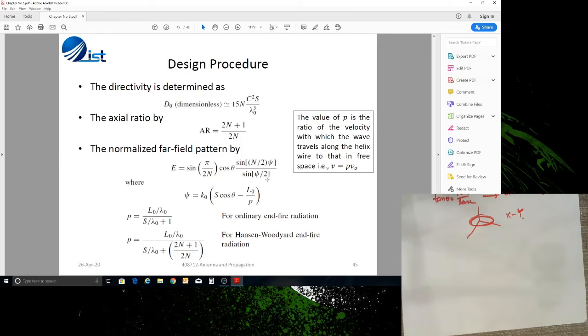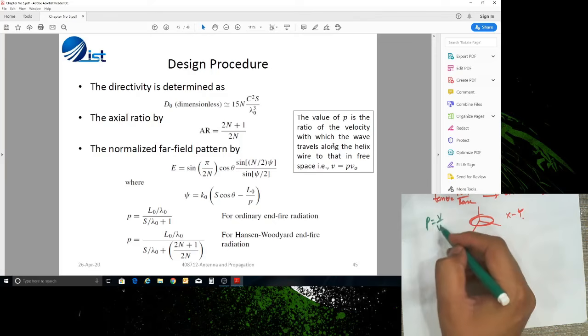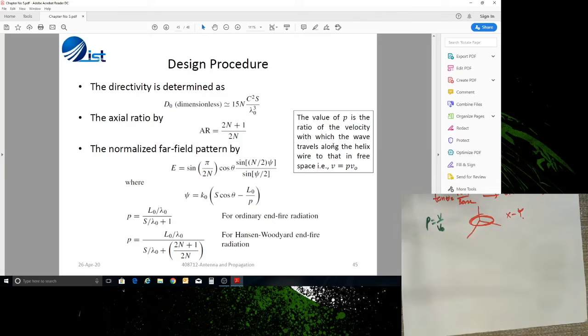sin(n psi by 2) over sin(psi by 2), and this psi is nothing else but k naught cos theta minus L naught over P, and we know what k is, the wave number, if you remember 2 pi by lambda इसकी वैल्यू है. अब ये जो P है, basically the value of P is actually the ratio of the velocity with which the wave travels along the helix wire to that in free space. So it is actually a ratio. P is equal to V over V naught, velocity of the wave along the helix और velocity of the wave in free space, इसकी जो ratio है it is actually the value P.